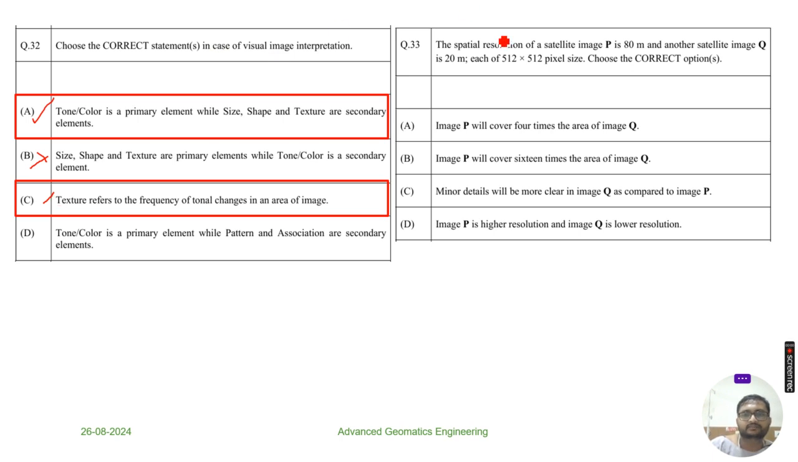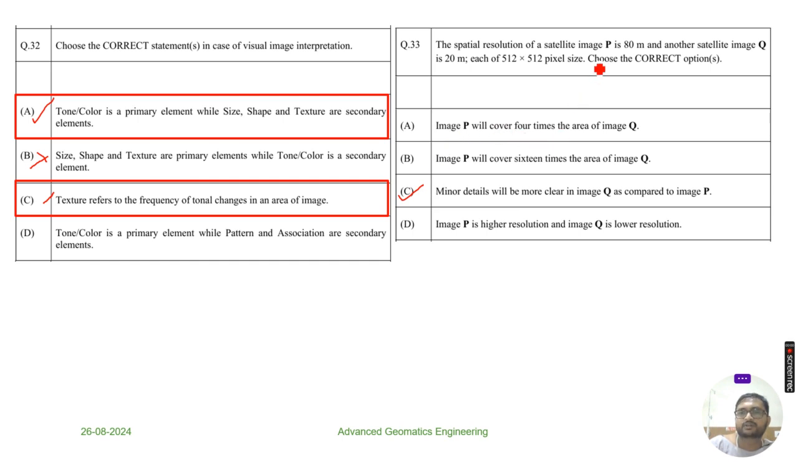Now we have two images. One is with 80-meter resolution and the other is 20-meter resolution, and both have 512 by 512 pixels. So choose the correct option. So option C will be the right answer. Minor details will be more in Q, so that is right compared to P. Apart from that, is anything else correct? Then option A also.